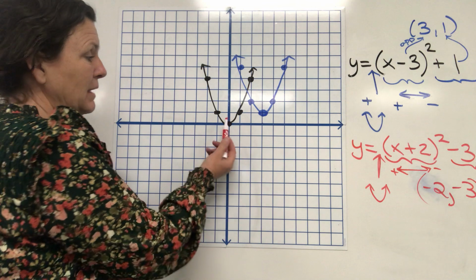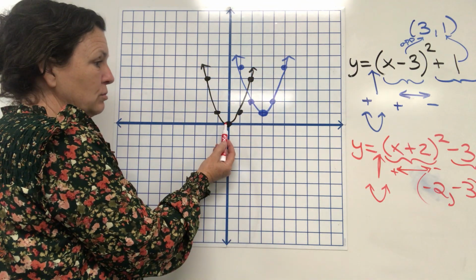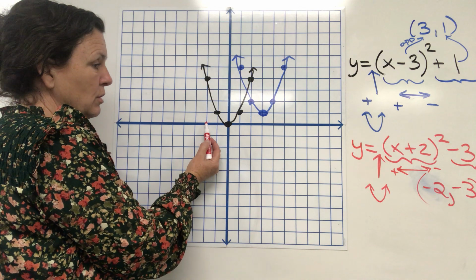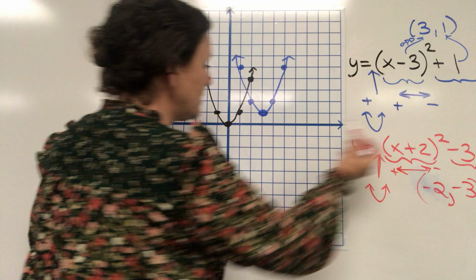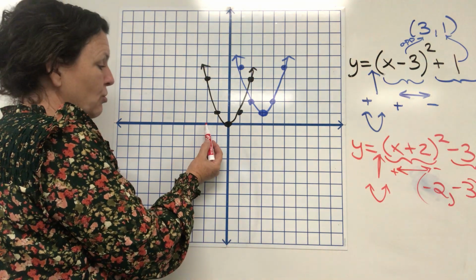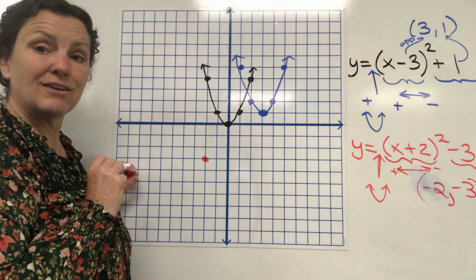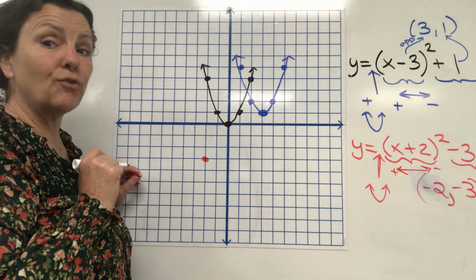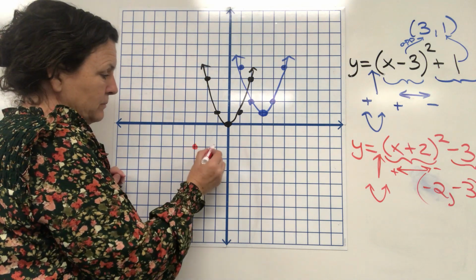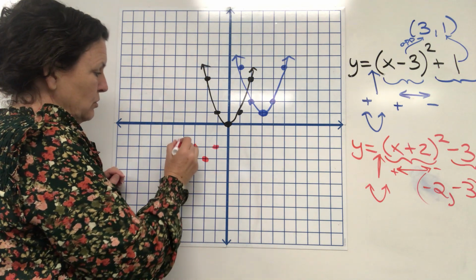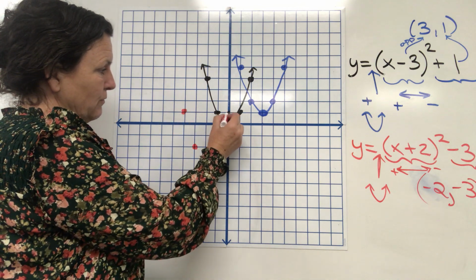So this is telling me, starting from my parent function, this one in black, I'm going to go over 2. I'm shifting to the left 2 because it's the opposite of what I see. And then I'm going to go down 3. 1, 2, 3. There's my new beautiful point, my new beautiful vertex. So now from there, I can do my over 1, up 1, and then over 2, up 4.